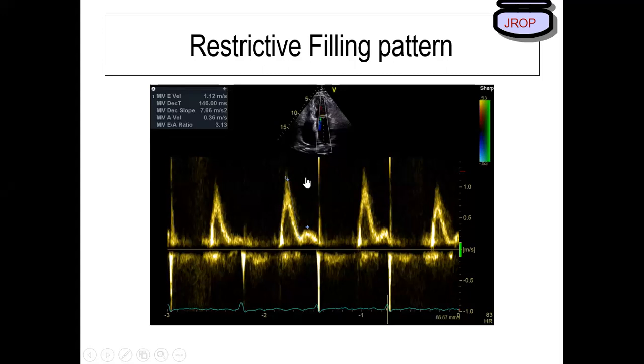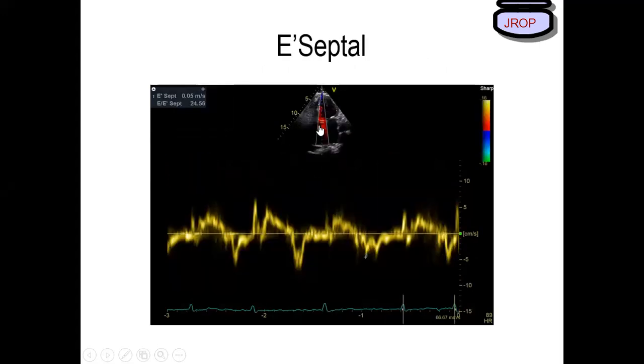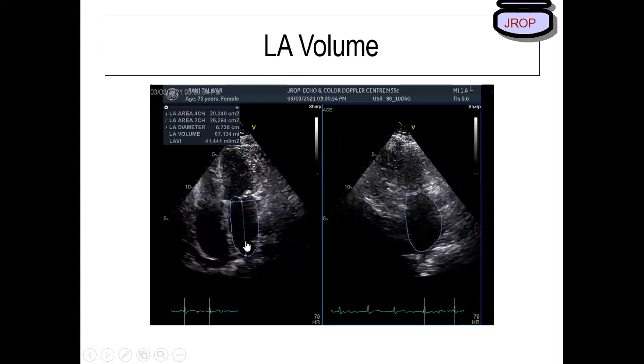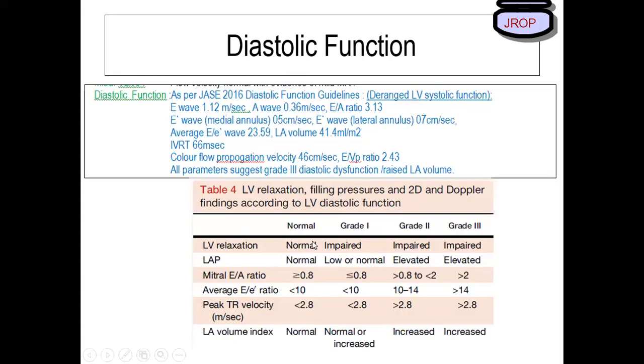Then we next went to E prime septum, which is 5. Then E prime lateral, which is also 5. The average came out to be 23.59. So E to E prime average is 23.59. And then we looked at LA volume, which is 41.44 ml per meter square body surface area. Very high. If I put all these things together, my E/A ratio was more than 2, E to E prime was more than 14, that was 23.5, and LA volume was increased. So I'm somewhere in grade 3 diastolic dysfunction.